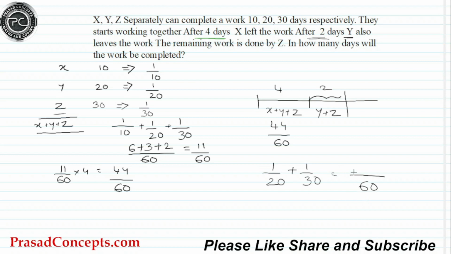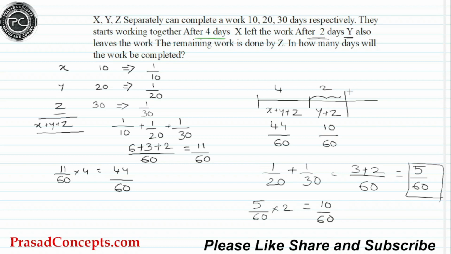60 by 20, 3. 3 into 1, 3. 60 by 30, 2. 2 into 1, 2. In 1 day, Y and Z can do 5 by 60th part of the work. In 2 days, they can do 5 by 60 into 2, that equals 10 by 60th part of the work.